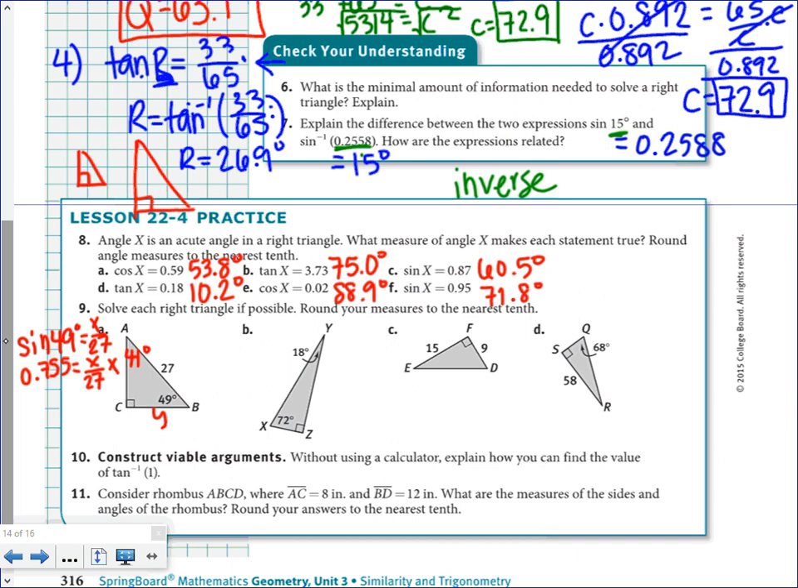Then you're going to multiply by 27. I'm kind of running out of room here, I didn't leave myself enough room. So 27 times 0.755, and you should get 20.4 for your x.